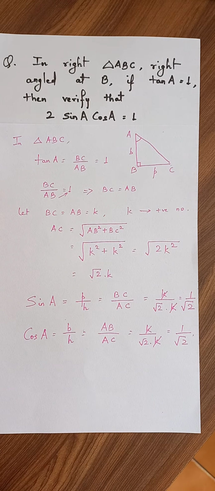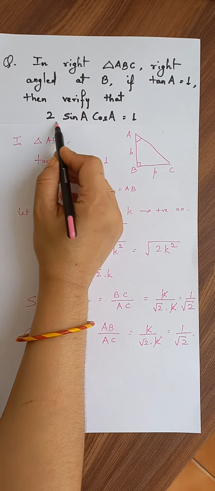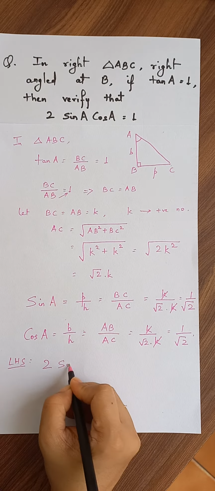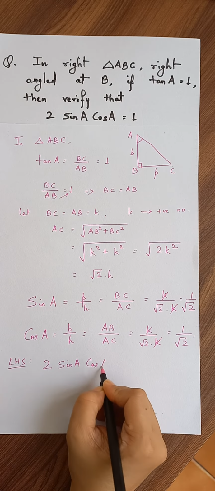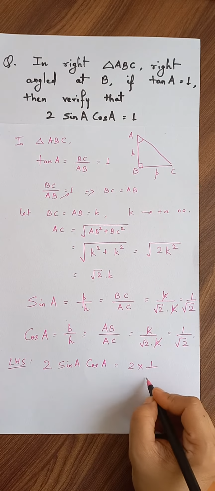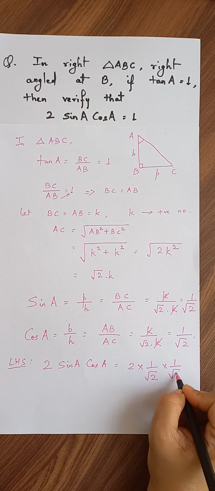Okay. Now we have to verify. What we need to verify? It is already given, the LHS part we have to take into account. The LHS part is 2 sine A cos A. Now put down the values. 2, and then sine A value we have already calculated as 1 upon root 2, and cos A value is calculated as 1 upon root 2.